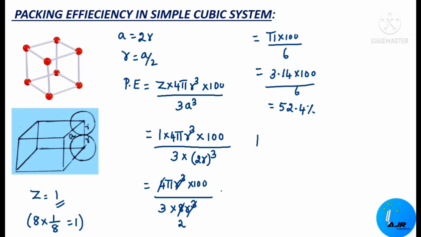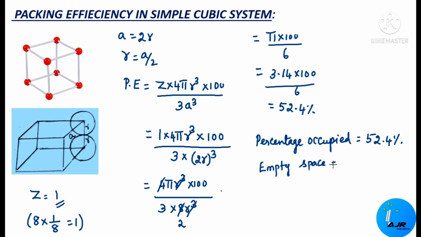So percentage of space occupied is 52.4 percentage. Okay. So what is the unoccupied space or the empty space? How will you calculate the empty space in this unit cell? Okay, how will you calculate? 100 minus 52.4. So you get the empty space. It is 47.6 percentage.